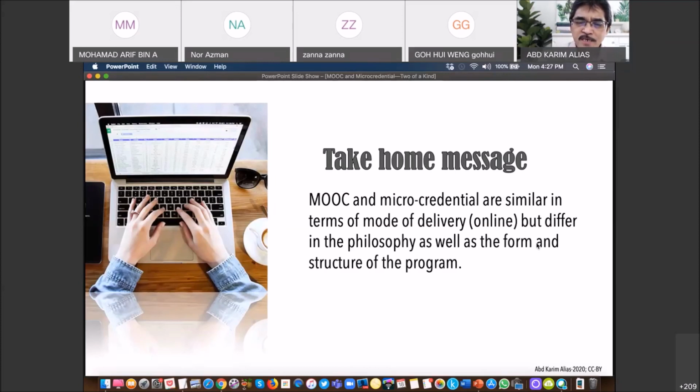They differ in form and structure. In MOOC, basically 1 MOOC is worth like 2 weeks, 4 weeks, 8 weeks. But micro-credential is actually a module as part of a bigger certificate program, a bigger master's or degree program. And a module is very small, like a 1 hour online module to complete the whole thing, but it is part of the bigger thing. Okay, so I guess that's all for now.